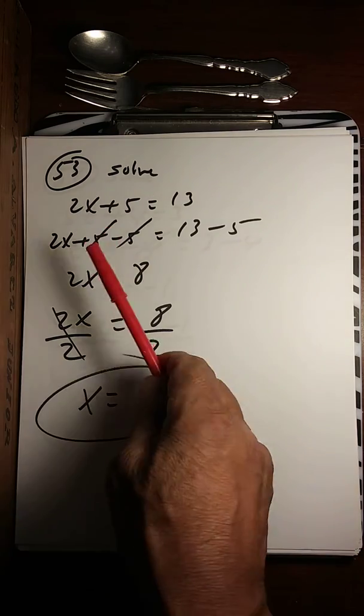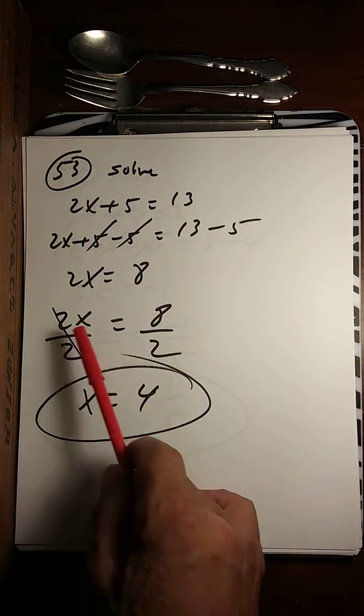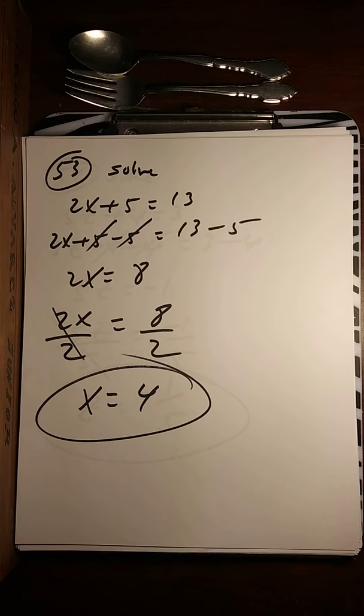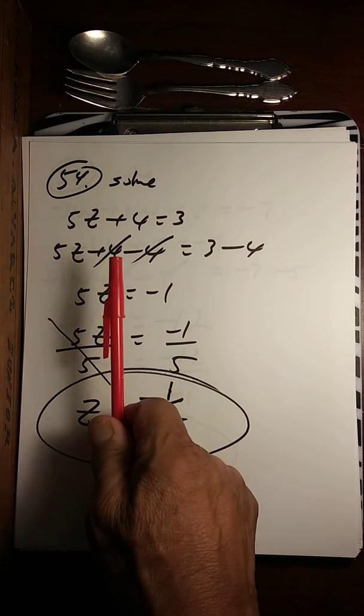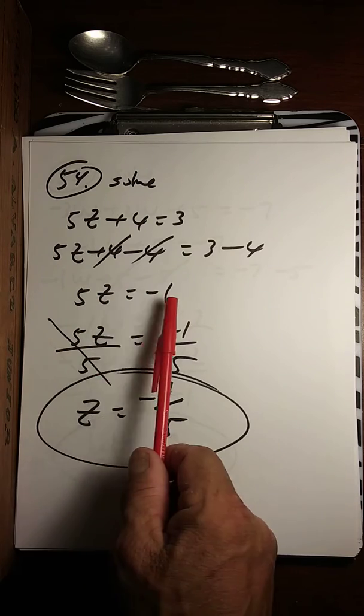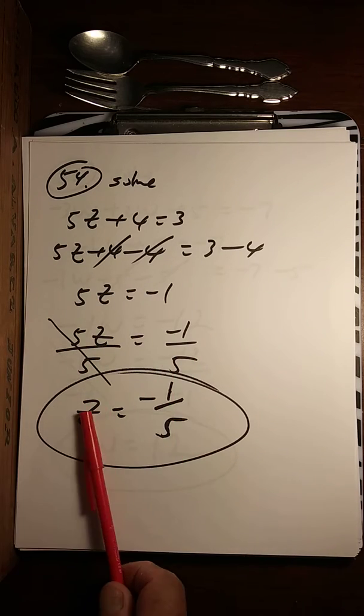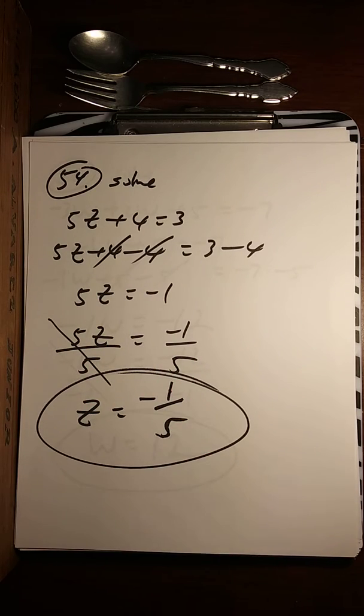Solve. Minus 5 minus 5, 2x equals 8. Divide by 2, so x equals what? 4. This one. 5z plus 4 equals 3. So, minus 4 minus 4, 5z equals negative 1. Divide by 5, so z equals negative 1/5.